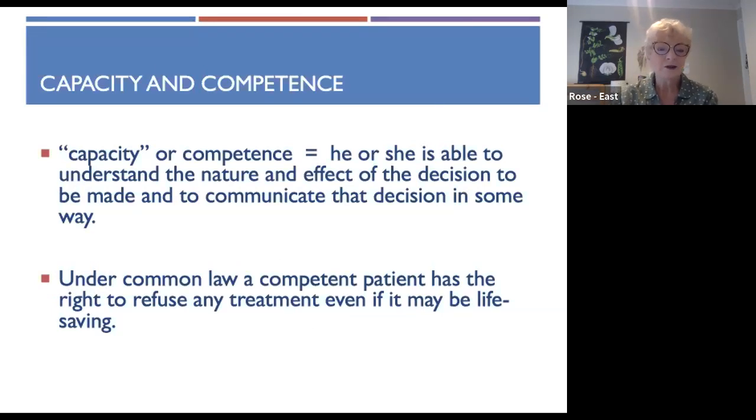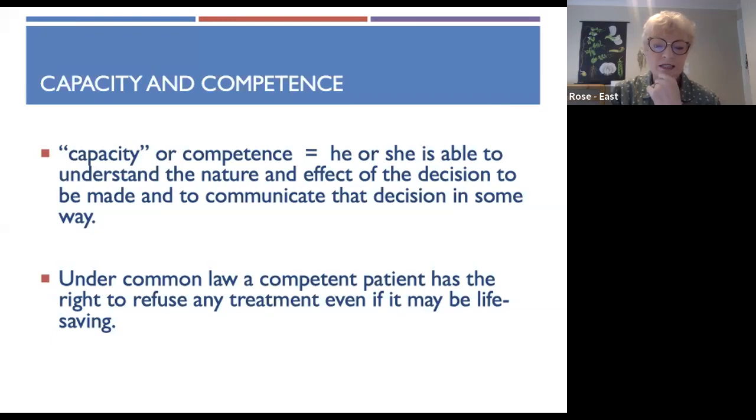Capacity is a tricky one. I think that comes up a lot, particularly in aged care, where you've got people who may have a questionable capacity. You might be wondering whether your resident is actually able to consent or not.